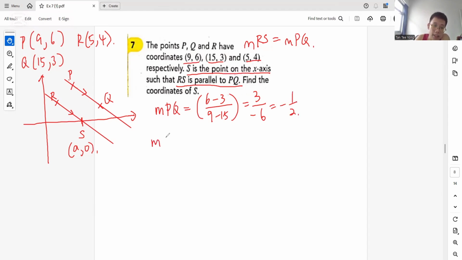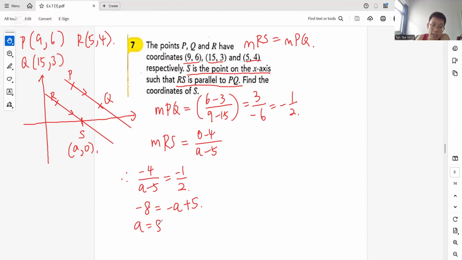Then the gradient of RS is the same thing, y1 minus y2 over x1 minus x2, so 0 minus 4 over a minus 5. Because they are parallel, negative 4 over a minus 5 equals negative half. Let's do cross multiplication. So negative 8 equals negative a plus 5, so a equals 8 plus 5. a equals 13. Therefore, our S is 13, comma 0. This is our answer for coordinate S.